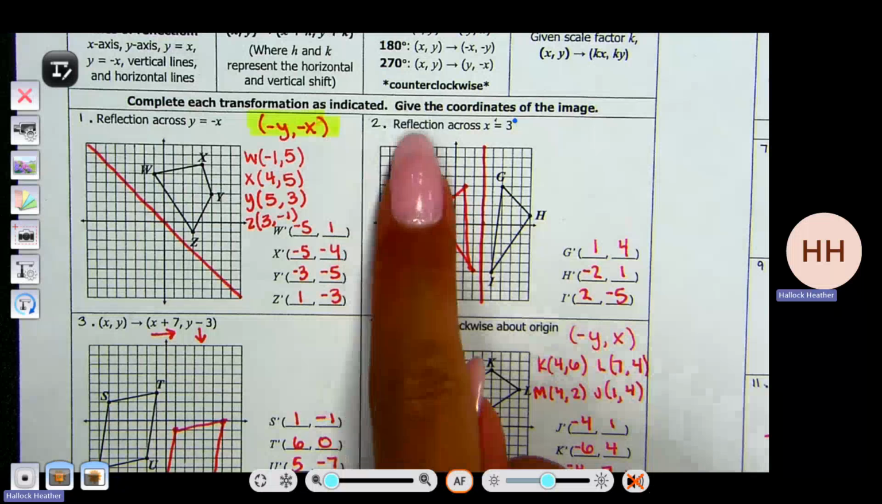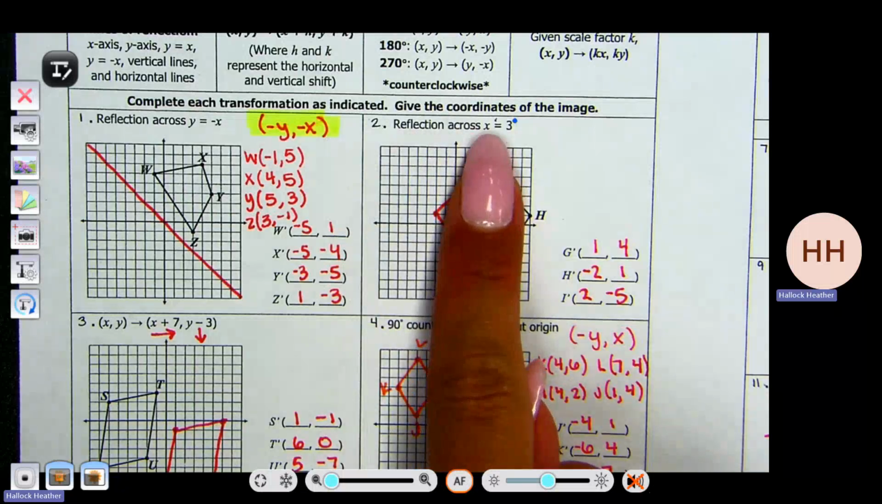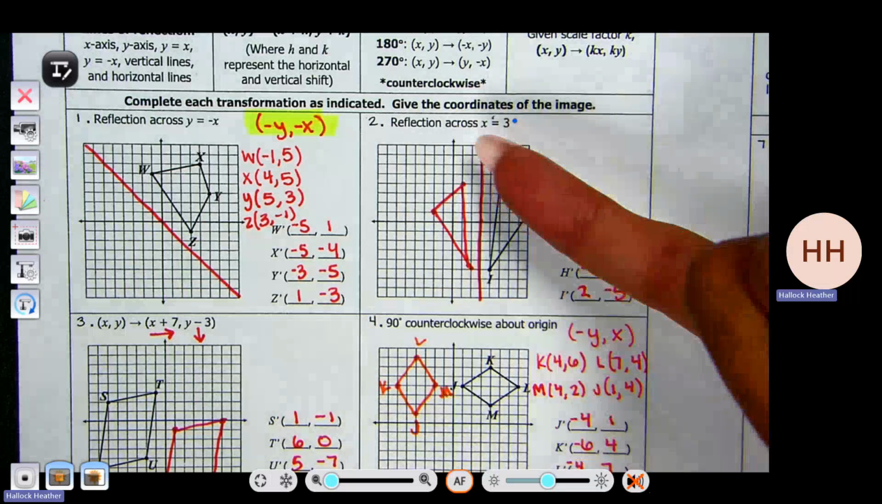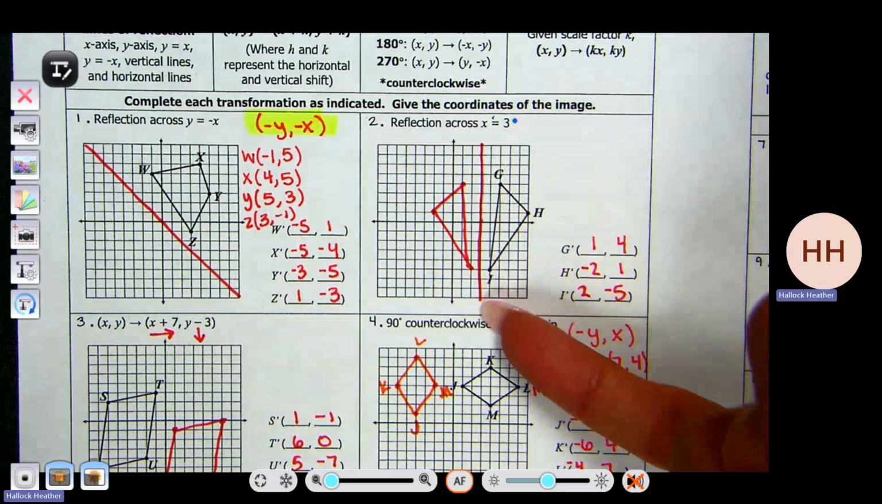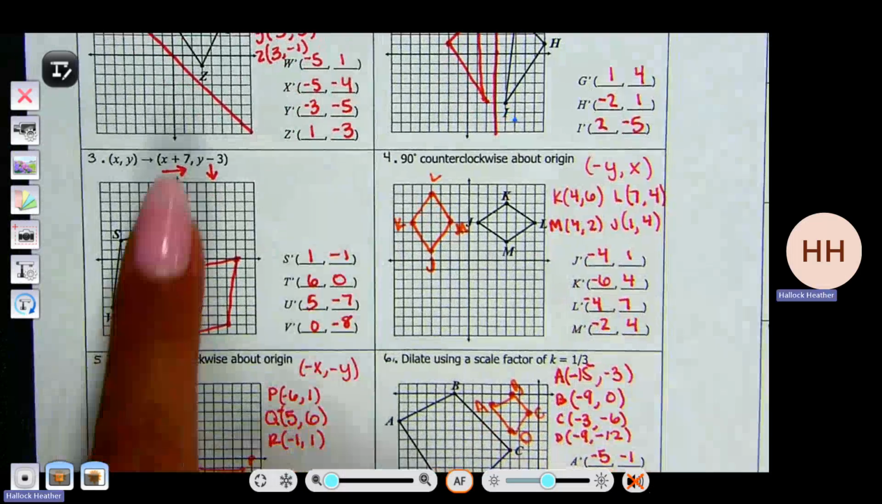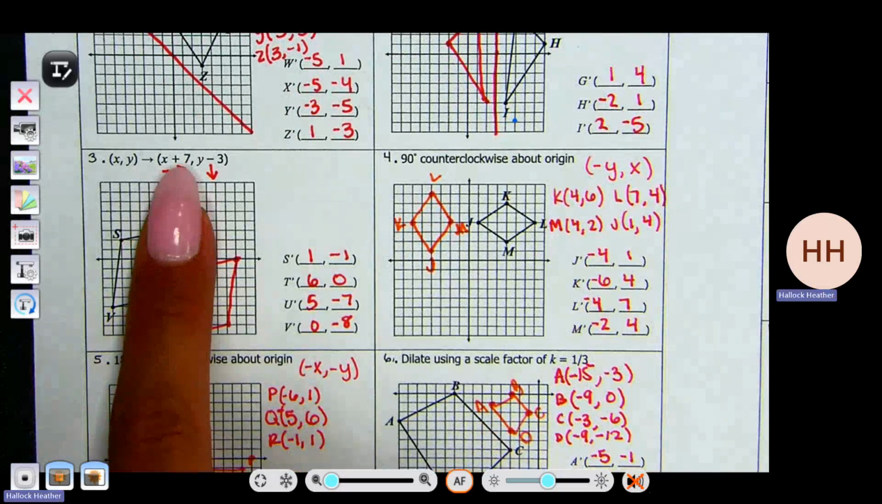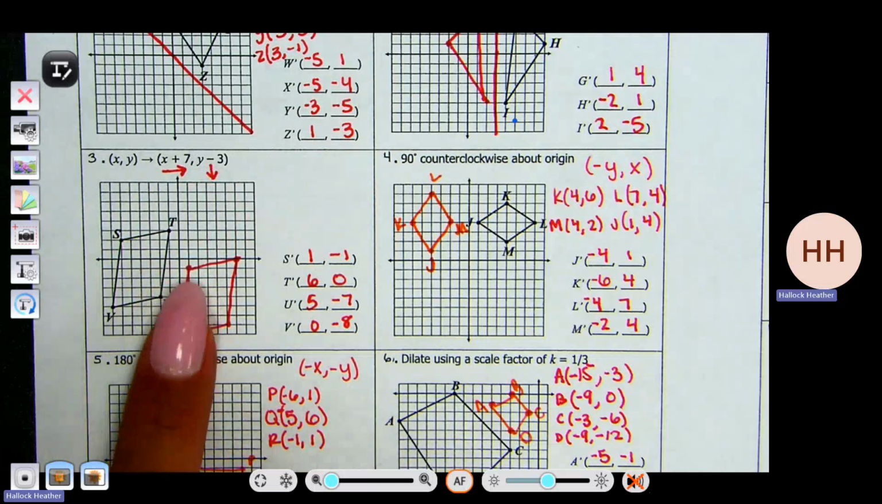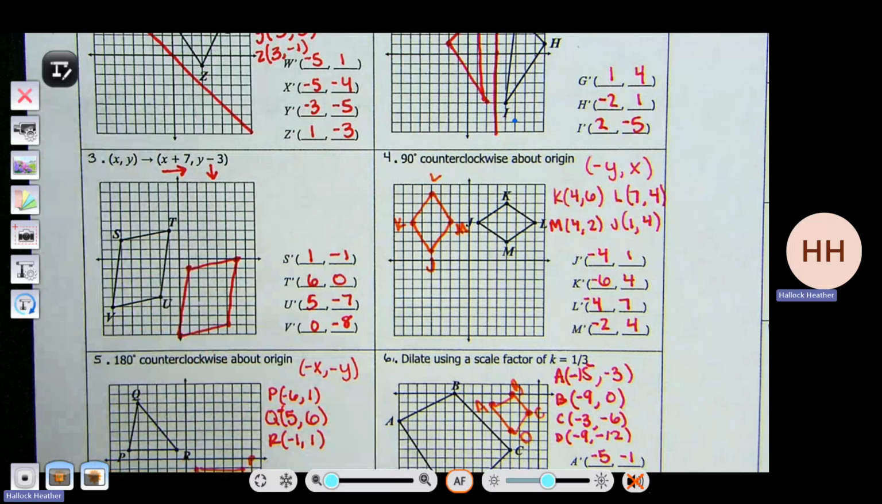So for number 2, it's reflecting across x equals 3. This one does not have a rule. You can't use a rule. You have to draw it. x equals 3 is a vertical line, and then you're just counting from the right to the left. For number 3, this is not in words, but this is translating to the right 7 because it's plus and down 3. So you're taking your stuff and you're going right 7, down 3, and you're just plotting the points.